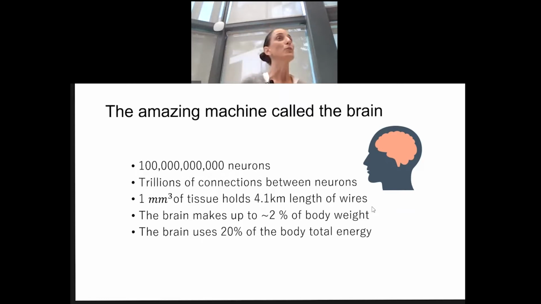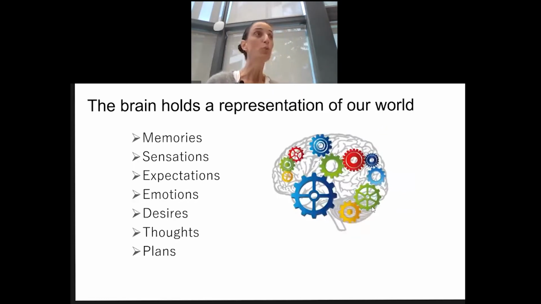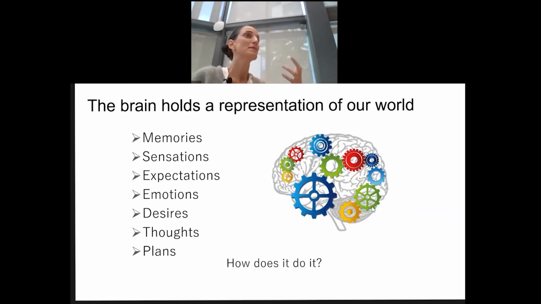Okay, so what can this machine do? Well, this machine stores our memories, our sensations, our expectations, emotions, desires, plans for the future, plans for tomorrow. So comes the question, how does the brain do it? We have so many units, they are connected in so many different ways. How can we have this coherent understanding of the world? And that's one of the major questions in neuroscience. How does the brain do it?